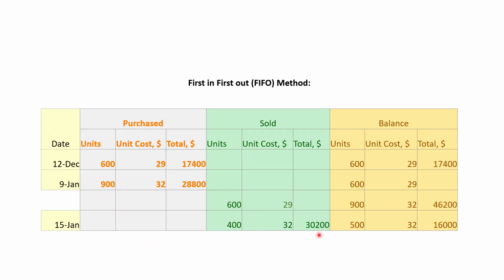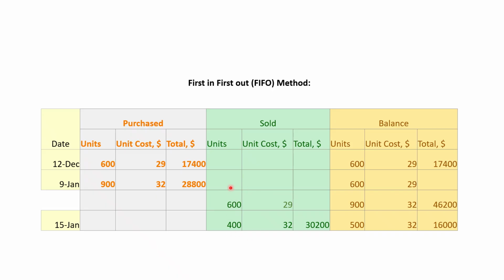How do we get this 30,200? Remember, 600 multiplied by 29 plus 400 multiplied by 32. When we add the answers of these two multiplications, we will get 30,200. It means this is the cost of goods sold. The cost of the goods we have sold, if we are following the first in first out method, FIFO, is 30,200. With this amount we have made a journal entry: cost of goods sold debit and inventory credit.